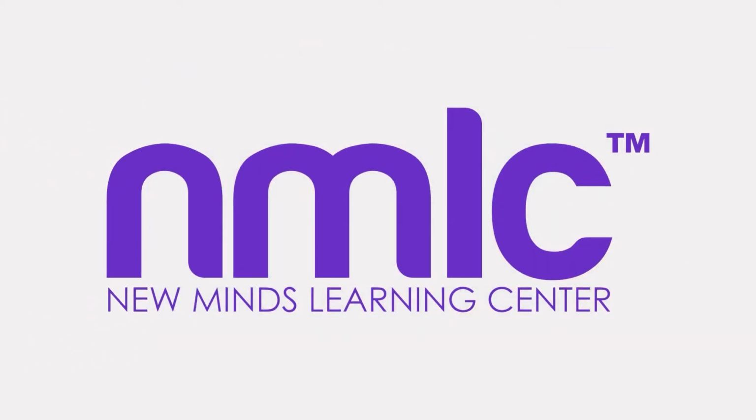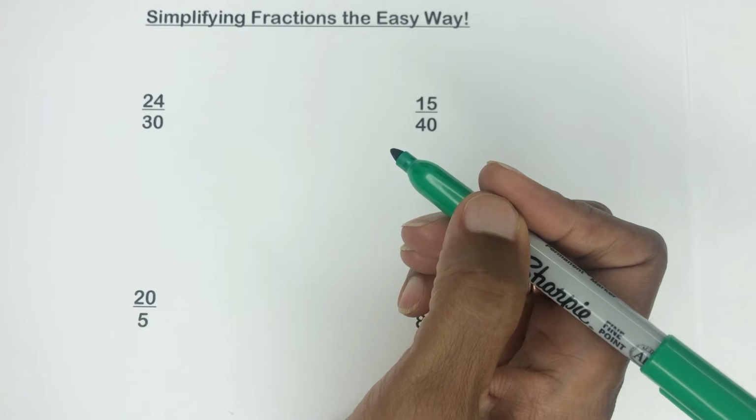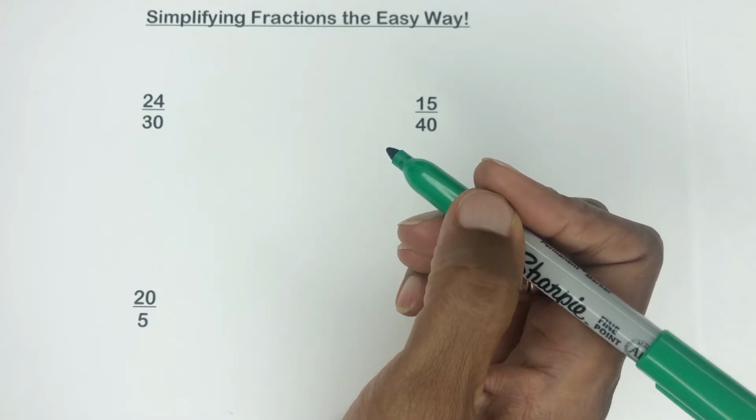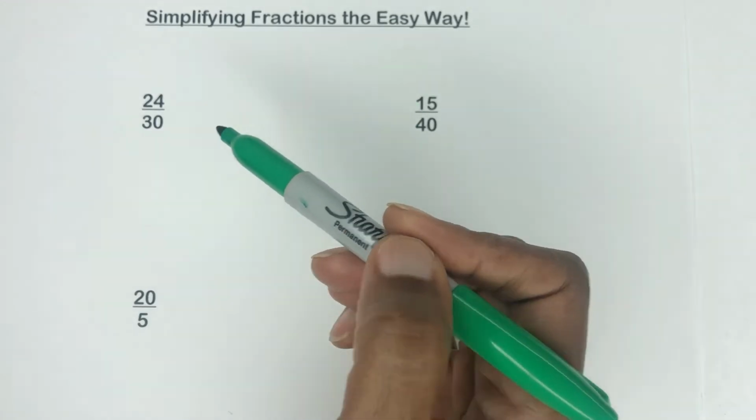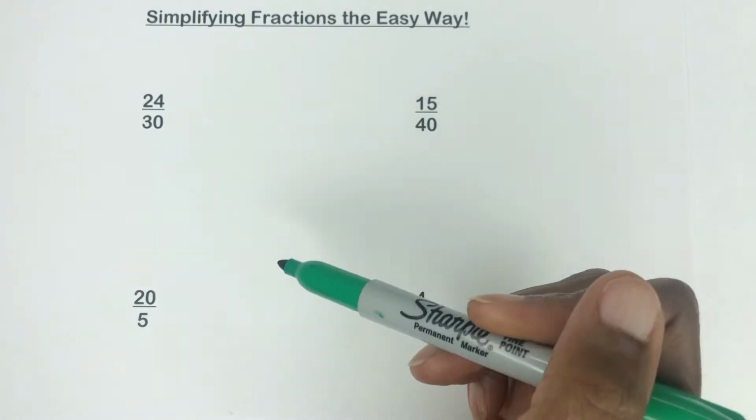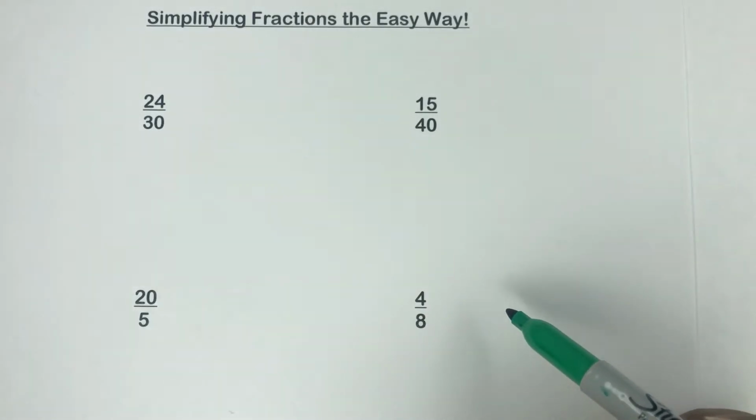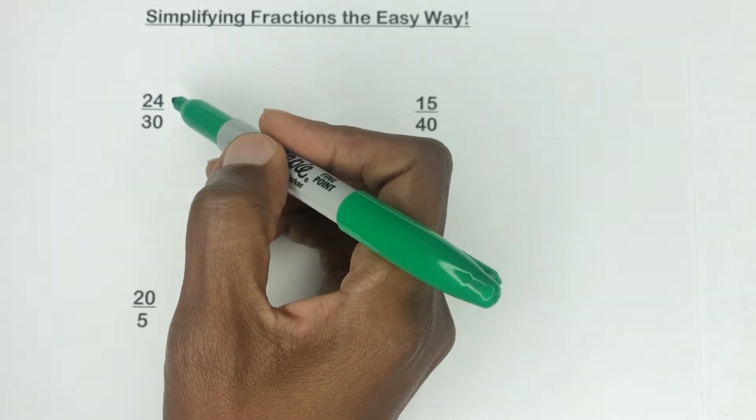We have 4 fractions to solve today: 24 over 30, 15 over 40, 20 over 5, 4 over 8. So let's go with the first one.